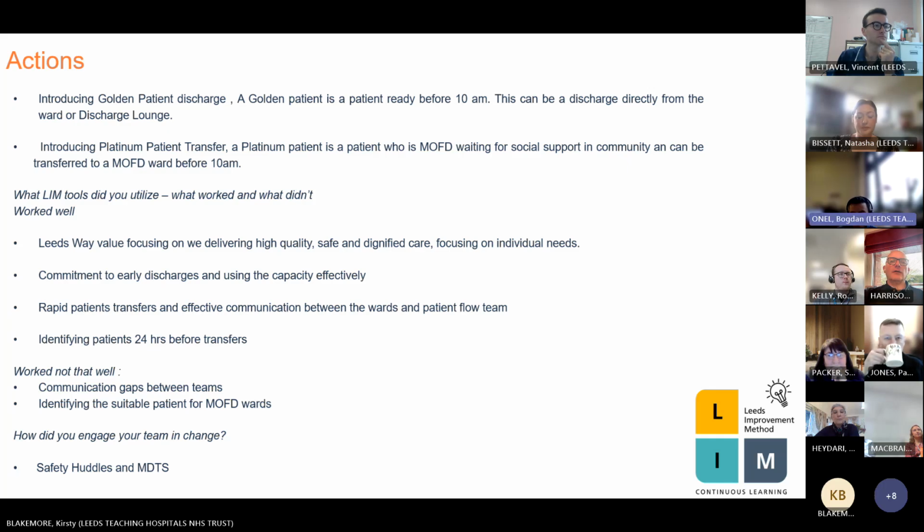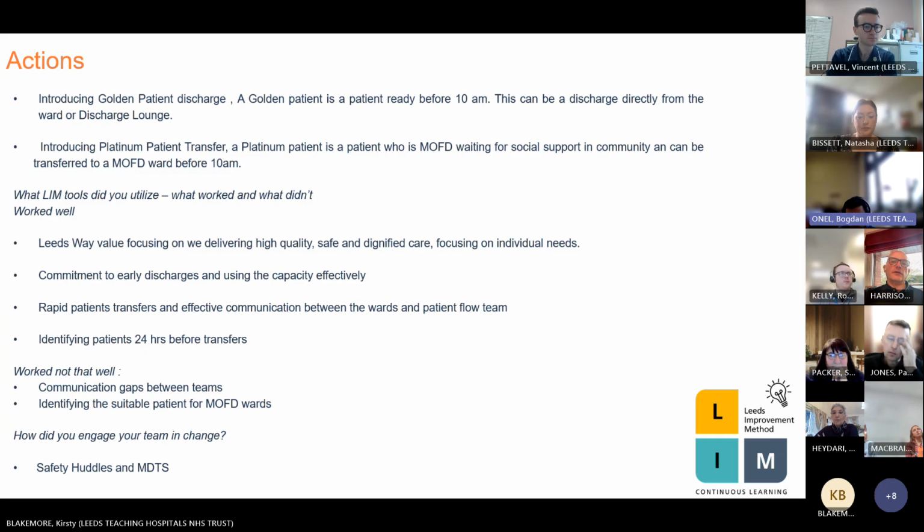And our actions, so we introduced the golden patient discharge. A golden patient discharge is a patient medical fit for discharge, ready to be discharged before 10 a.m. So this discharge can be either discharge from the ward directly, or it can go to the discharge lounge pending transport, EDANs, family collection, etc.